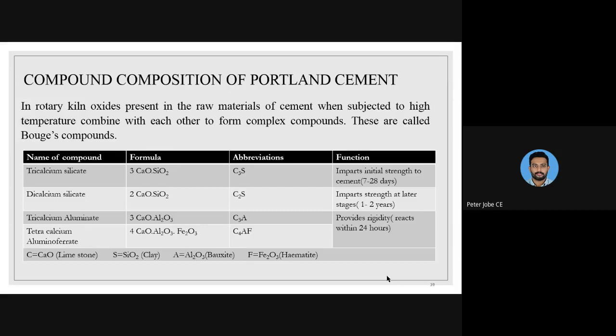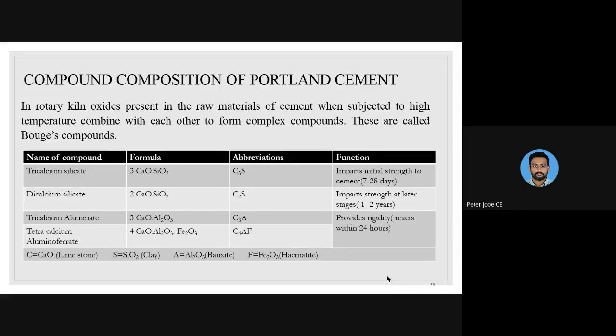So the first Bogue compound is tricalcium silicate, and the abbreviation is C3S. The formula is 3CaO.SiO2. The function of tricalcium silicate is to impart the initial strength to cement. So within 7 to 28 days, initial strength is achieved. Next is dicalcium silicate, C2S, 2CaO.SiO2, and it will impart strength at later stages, 1 to 2 years after the construction activity is done.